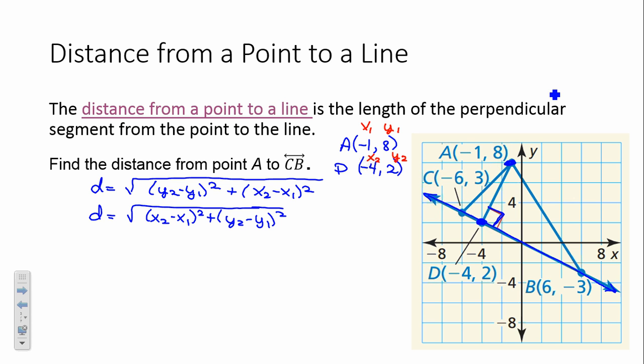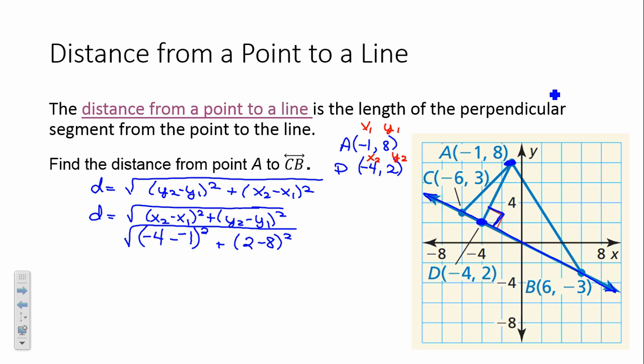So let's plug them in. My x sub 2, my second x, is a -4. I'm subtracting a -1, and I'm going to square that. And then I need the y sub 2 minus the y sub 1. My second y is 2. My first y is 8. And I'm squaring that. And don't forget to carry your radical down. Okay, if you want to do a Henry Ford assembly line and at the end put the radical in, great, but you might forget and you might get the wrong answer.